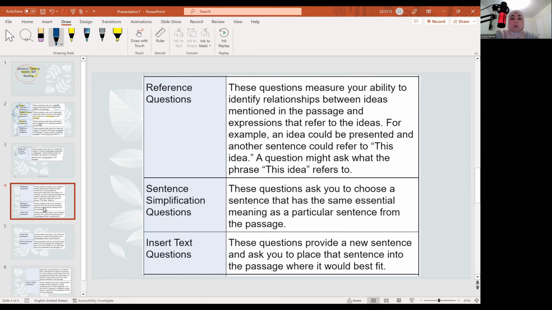Reference questions. These questions measure your ability to identify relationships between ideas mentioned in the passage.